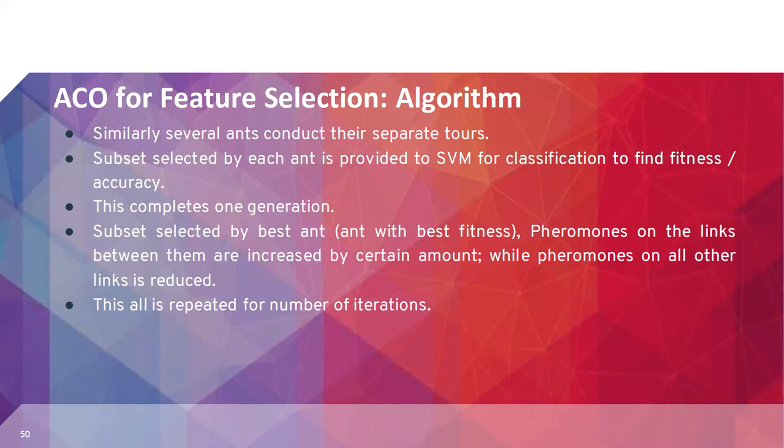In this way, several ants conduct their separate tours. The subset selected by each ant is provided to the SVM for classification to find the fitness. This completes one generation. For the subset selected by the best ant, pheromones are added on the links of that subset, and pheromones are reduced on all other links. This way, better and better subsets of attributes are found. This is repeated for a large number of iterations until we get convergence, and finally we find the best possible subset of attributes.